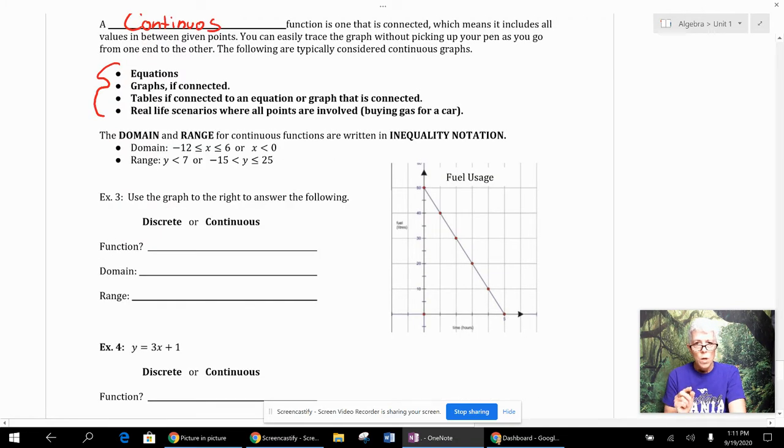Now, there are two different ways to write these in notation form. We're going to be using inequalities, and some of them will have ends, like the least and the greatest, and some of them will be continuous.